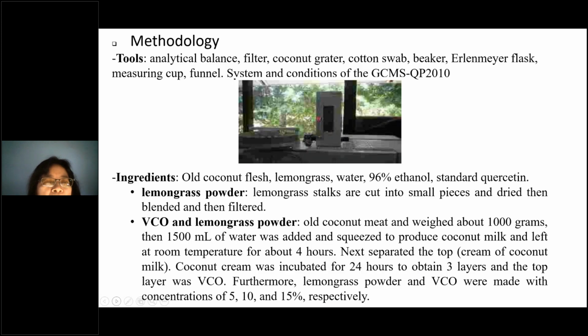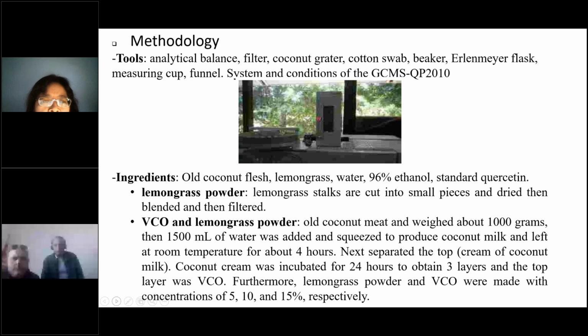The methodology. Tools: analytic balance, filter, coconut filter, cotton swab, beaker, Erlenmeyer flask, measuring cup, and the system and condition of GCMS QP2010. Ingredients: virgin coconut oil, pressed lemongrass, water, ethanol, pure standard quercetin, lemongrass powder. The lemongrass is cut into small pieces and dried, then blended and filtered.